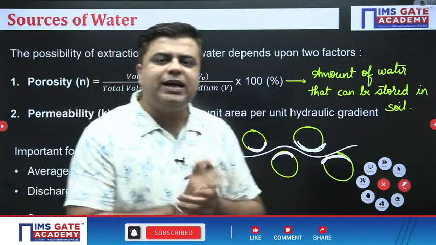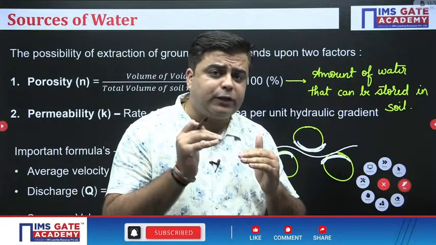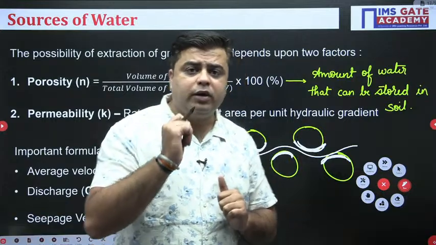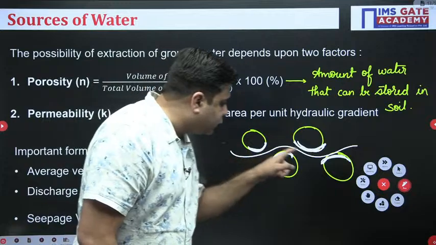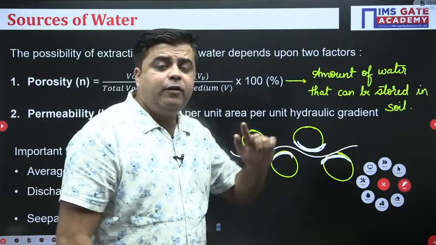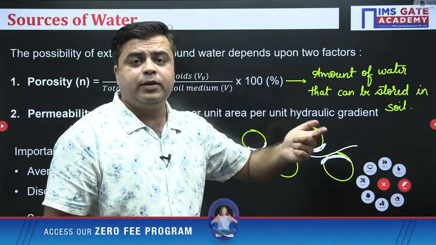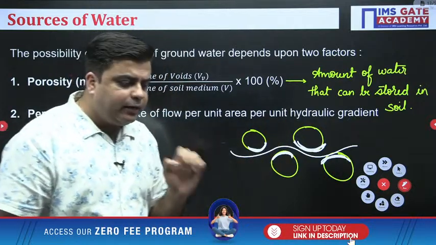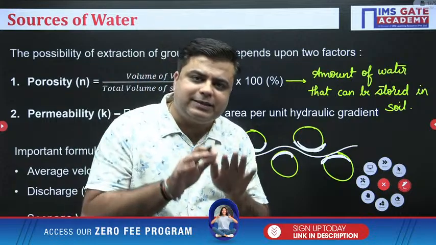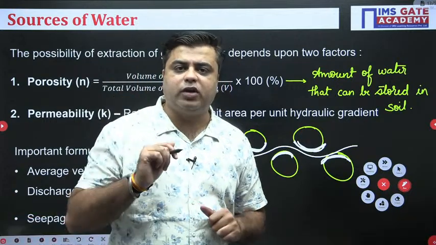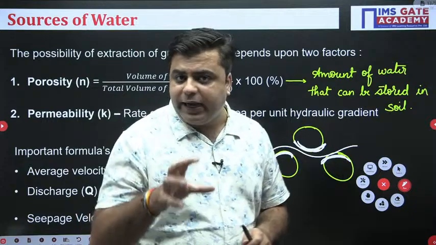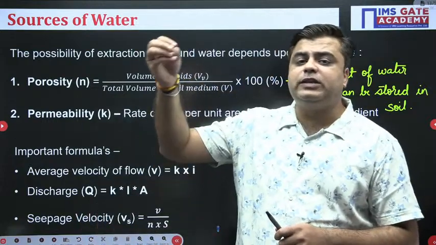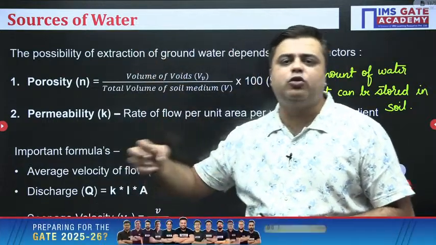Now, you have to understand one thing. If specific surface area of the soil medium is more, means that water which is flowing through the interconnecting voids will experience more friction. More friction means less permeability. That is why we say that fine grained soil has lesser permeability than coarse grained soil. Reason is, for fine grained soil, specific surface area is more as compared to the coarse grained soil.